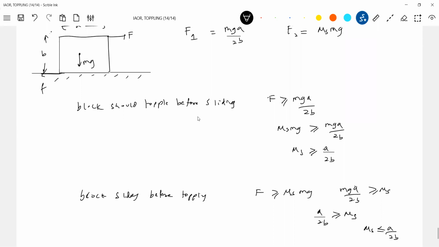So if you apply a force, whether the block will slide or topple is determined by the dimensions of the object and the coefficient of friction. That's what I'm trying to correlate. Just statistical information.